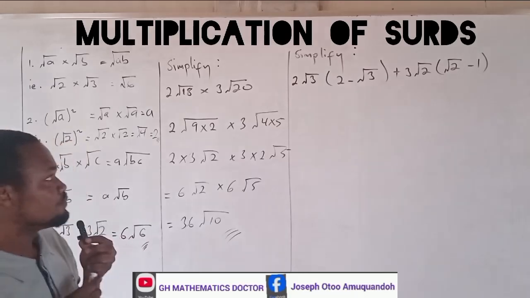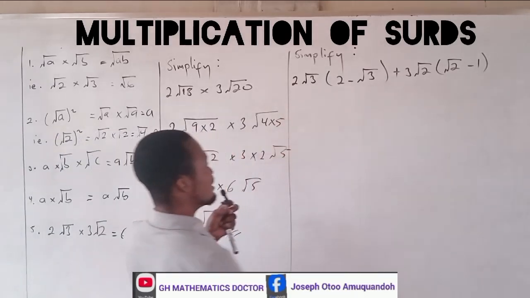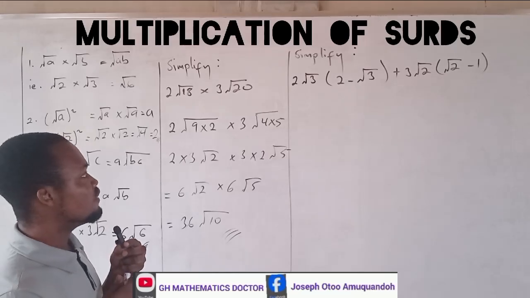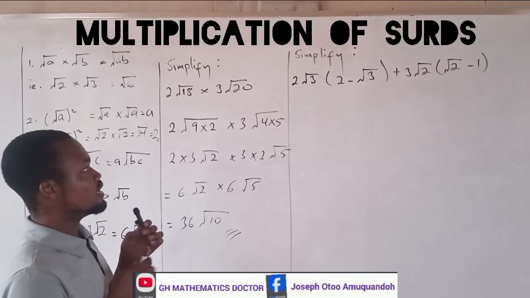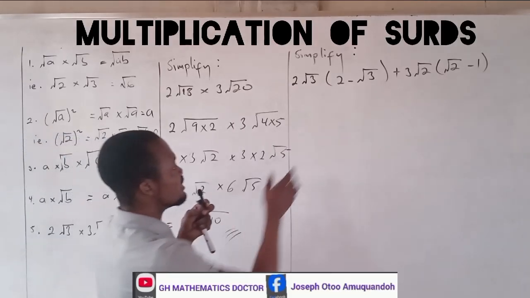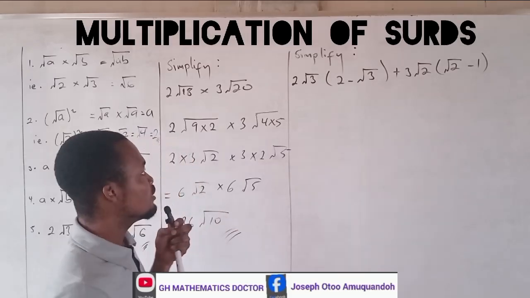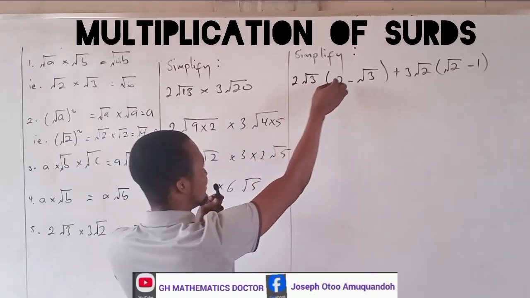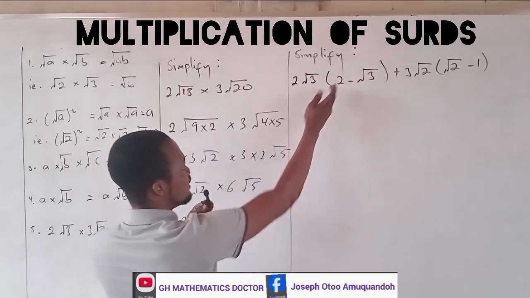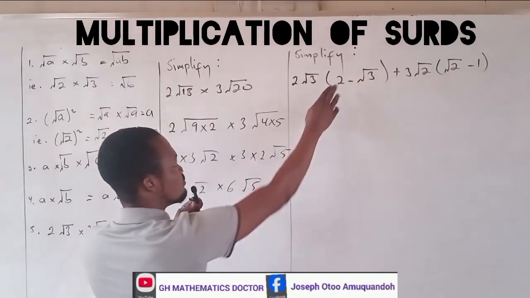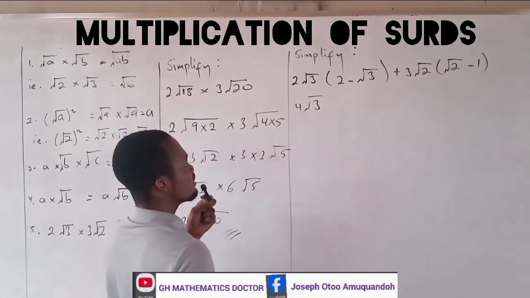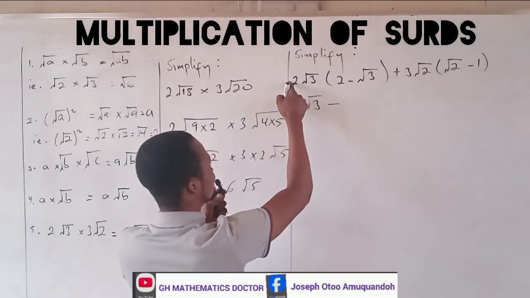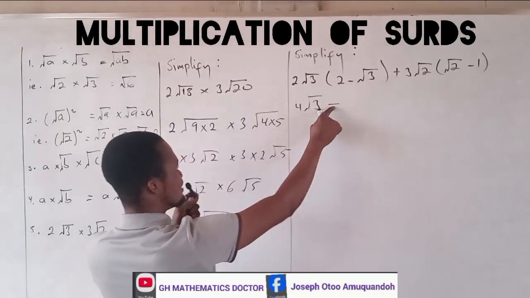Now the last one, we have to expand the brackets. So we are going to use the principles here to work out this expansion. So let's first begin the expansion of the first bracket. Over here, the number outside will multiply the individual numbers in the bracket, starting with the first number. 2 root 3 multiplies 2, that will give you 2 times 2, 4 root 3. Then positive times negative, that is the negative sign here.